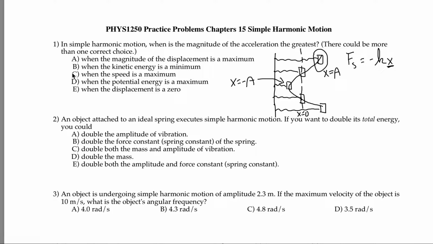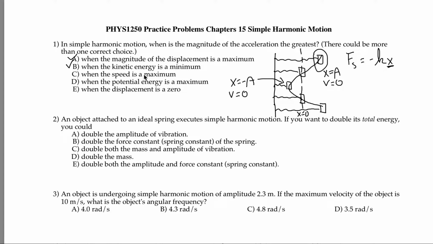So let's look through the choices and see which of these correspond to these positions of maximum displacement, where you have the most force and thus the most acceleration. A, when the magnitude of displacement is a maximum. Yes, we just said that. B, when the kinetic energy is a minimum. So when the object is at the amplitude here, we know that it stops because it's turning around, going back in the other direction. So v is equal to 0 at these endpoints. So that means that kinetic energy is a minimum.